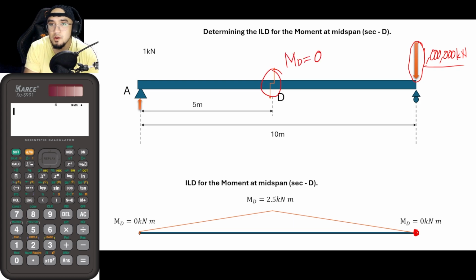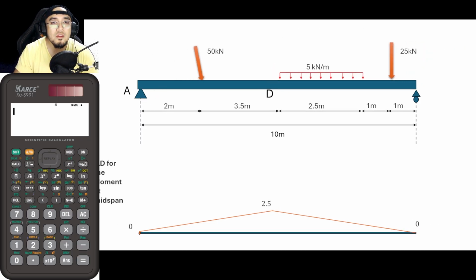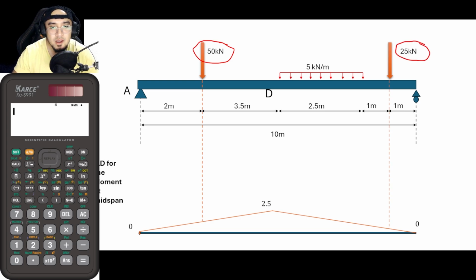Okay? So let us now make use of this ILD in order for us to solve for the moment at the midspan if we have this load set up. What we would be doing, just like what we did last video, is to project these loads to the ILD. So I will just project it there, and as for this load here, I would be projecting it downwards.